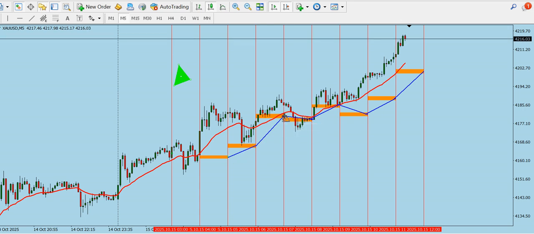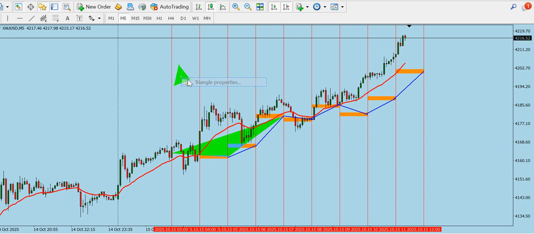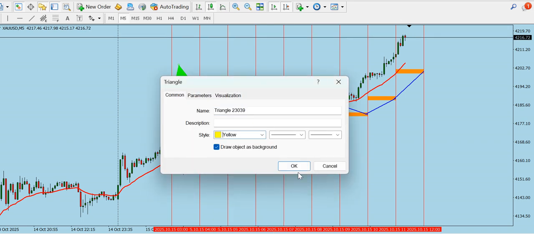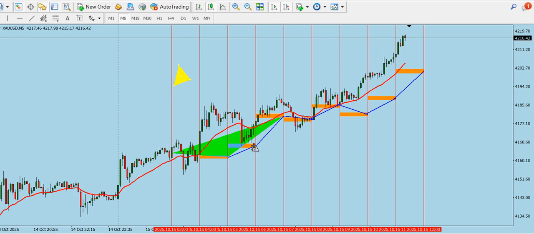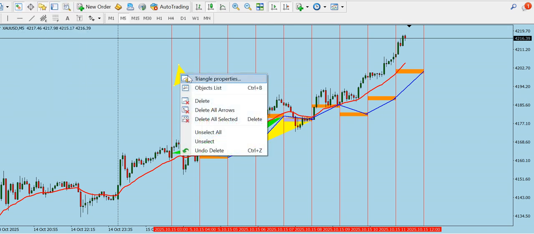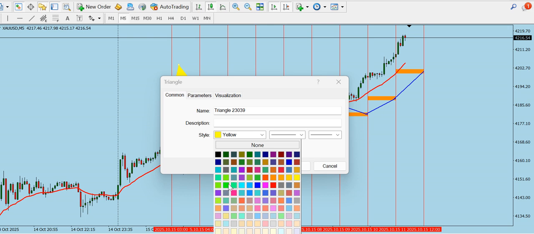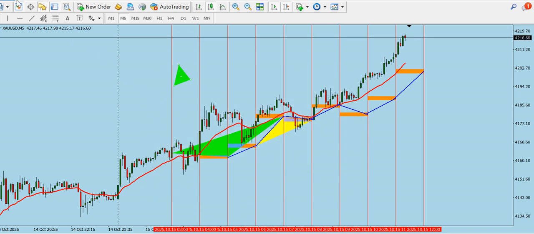Lime colored triangle, while I'll map the possible bearish trend with a yellow colored triangle. Okay, and the next one is a bullish direction, so I'll be mapping it with a lime colored triangle, which I've done here.